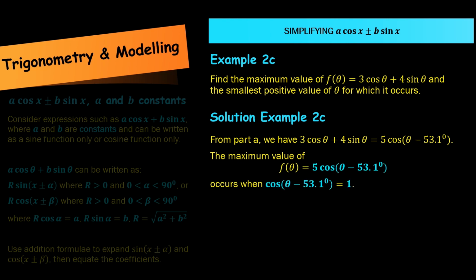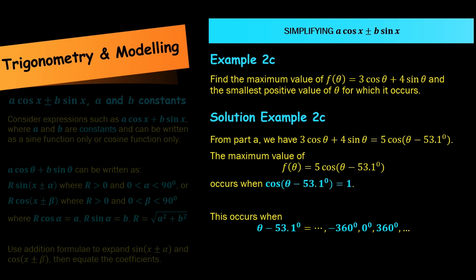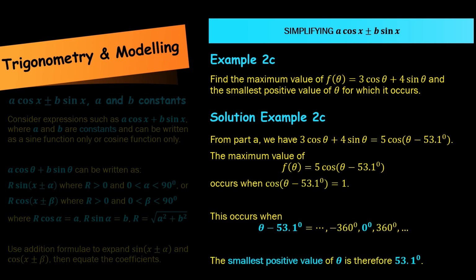This, of course, occurs when cos(theta minus 53.1 degrees) is equal to 1, since this is the maximum value of cos. And this occurs when theta minus 53.1 degrees equals, for example, minus 360 degrees, 0 degrees, and 360 degrees, as well as an infinite number of other values. So the smallest positive value of theta is therefore 53.1 degrees.